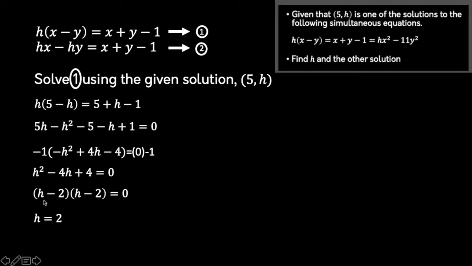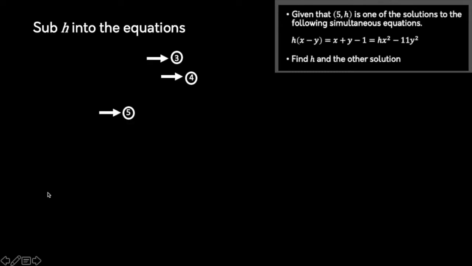Again, remember, factorization method: you take the variable here, and then you take the answer here and make it into the opposite form. If the answer is positive, make it negative here. And now that we found h, let's take a look at the next instruction. Find the other solution. So remember that (5, h), in this case (5, 2), is one of the solutions.